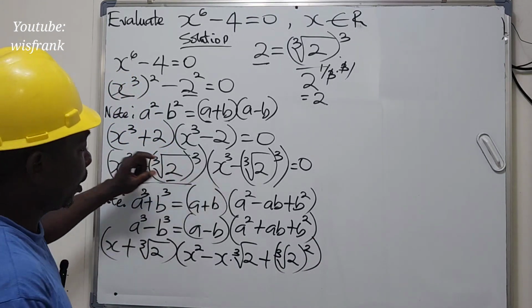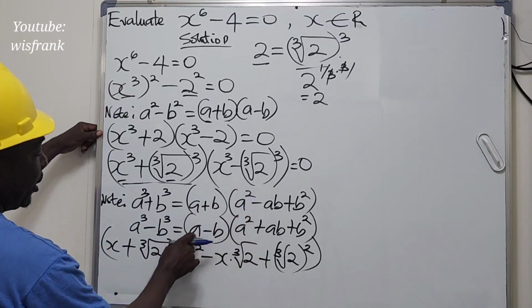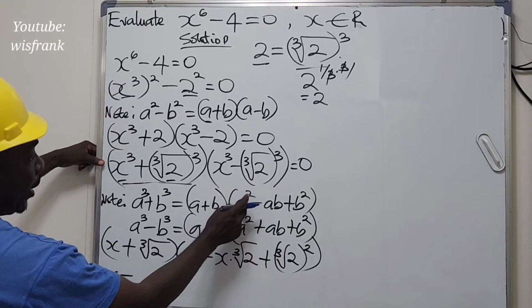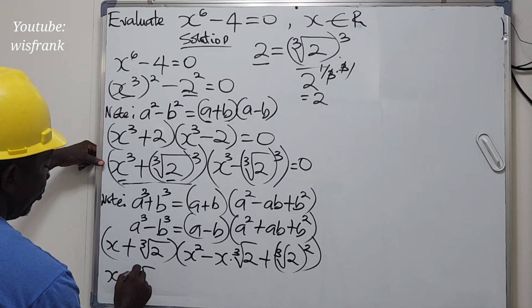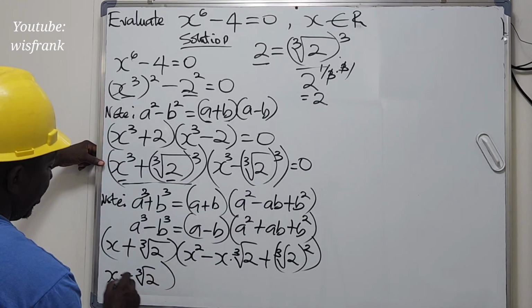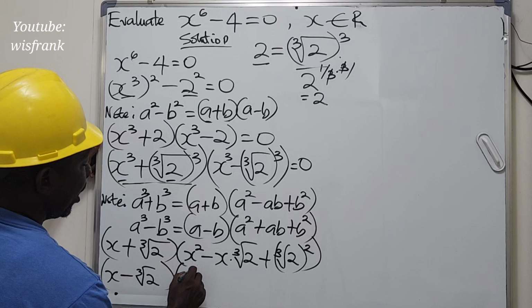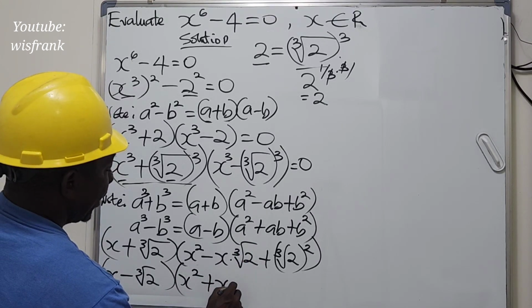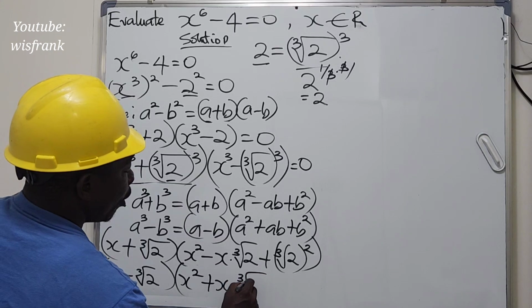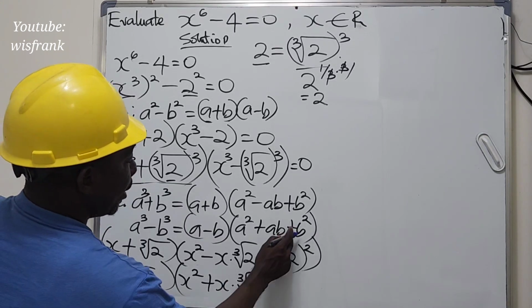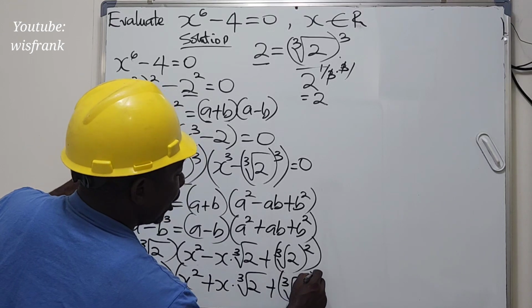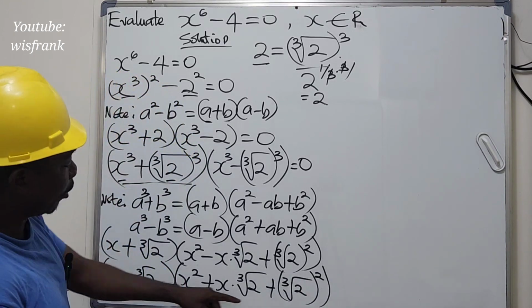This second one we have to express in this format. So this will become (x minus cube root of 2), then we have (x to the power of 2 plus x times cube root of 2, plus cube root of 2 all to the power of 2). So this is the second parenthesis.